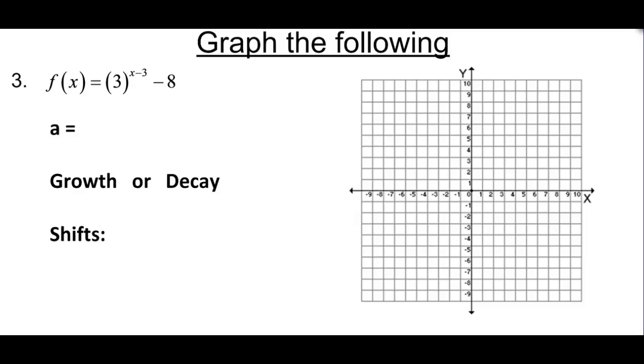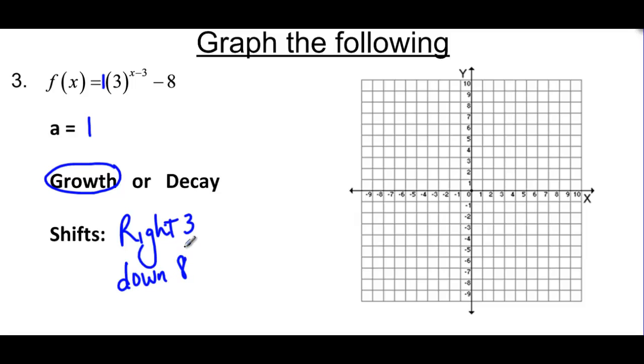So look at our third example. All right, so this one has a little bit more involved. And if you look here, my a value is 1. I'm multiplying by 3, so it's a growth. But now I have shifts. Remember, anything with the x goes the opposite direction. So this one's going to actually go right 3 and down 8. So how's that going to change my asymptote, my dotted line? Well, normally the dotted line is right here.